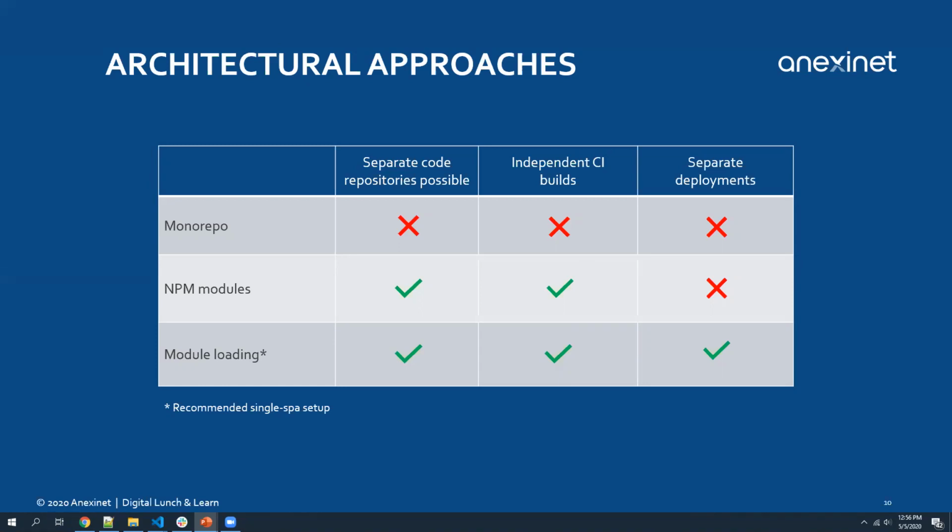So the third architectural approach as far as separating your micro front ends, and the one that is recommended by Single-spa, is called module loading. And that allows you to have separate repos, independent CI builds, and separate deployments.